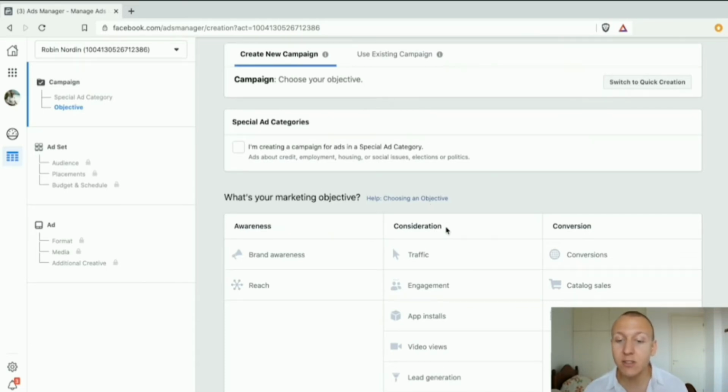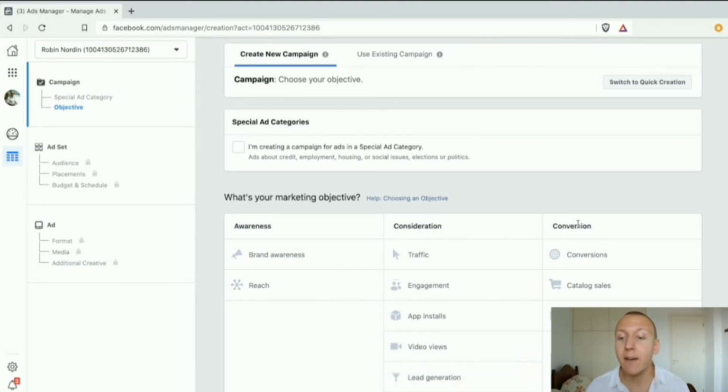Now, the second one is consideration. That is when you're actually getting someone to consider your offer, that is, buying your product or service. And that means, for example, getting traffic to your website, or getting engagement, someone actually reading your post and then engaging with it. It could also mean installing your app. It could mean viewing your video, or actually becoming a lead, or writing you a message, right?